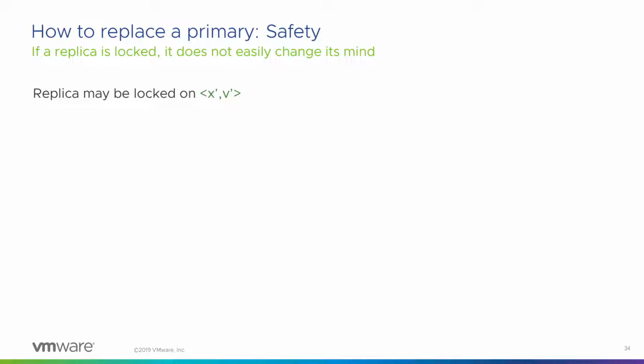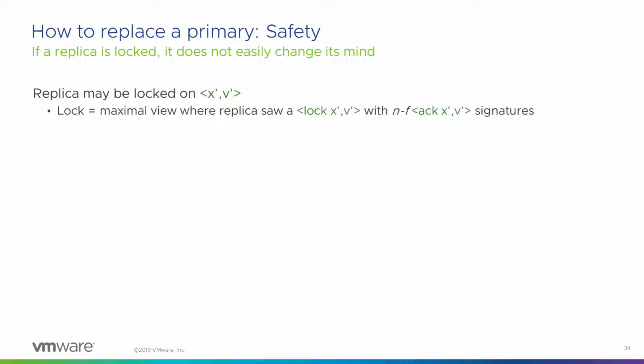Yeah, so a replica might be locked, and if you're locked on some value, let's say x prime, in some previous view. Let's say this was some view, and this primary is locked here. A replica basically keeps track of the highest lock that it received. If it receives a lock in a higher view, it records that highest view lock.